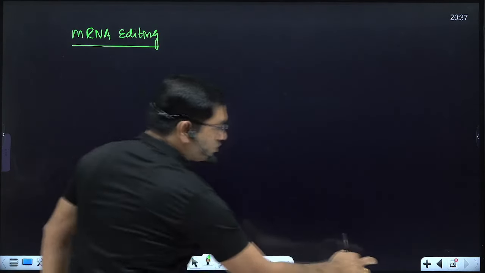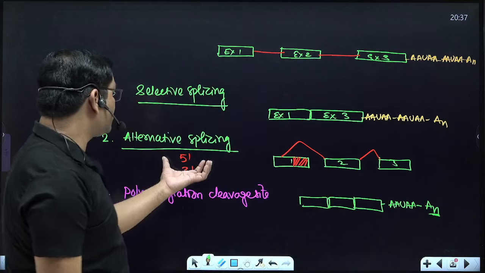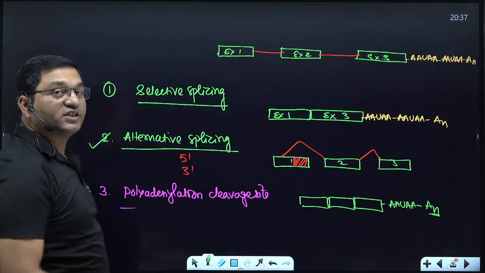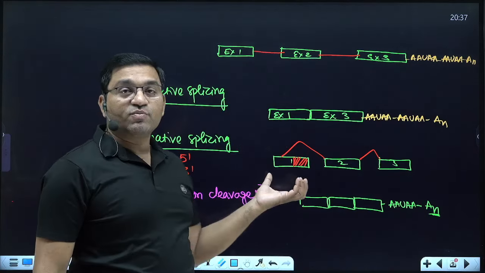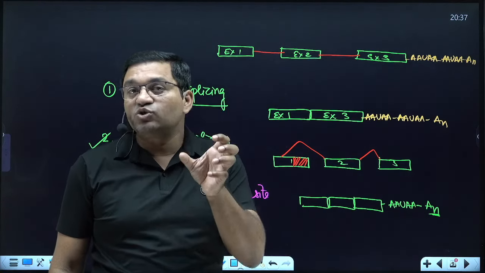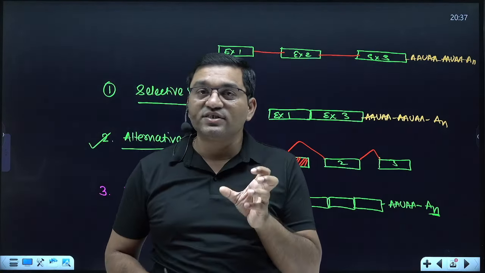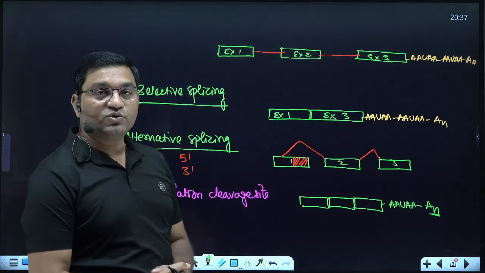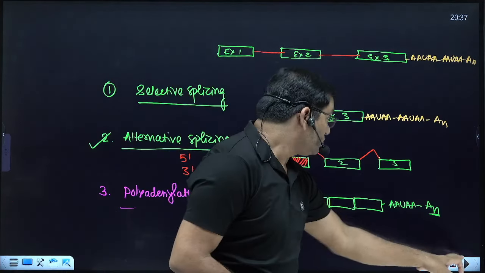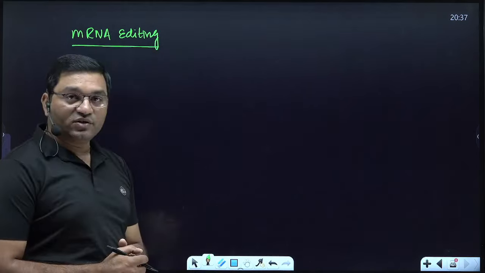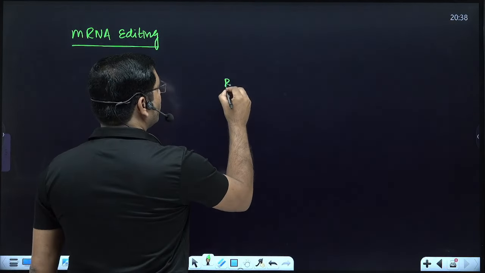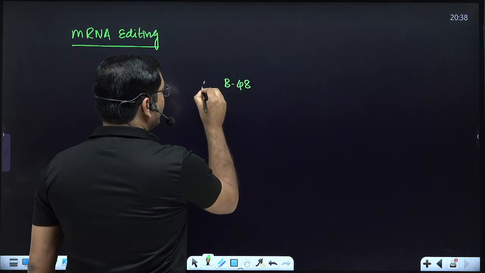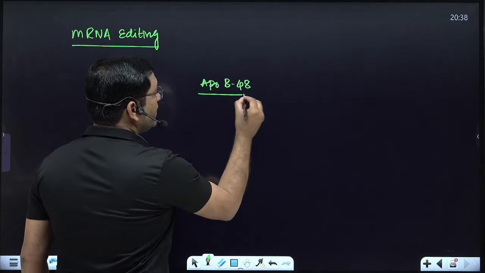So by this process, by this alternative splicing, different tissue-specific isoforms are produced. Different tissue-specific isoforms of different proteins are produced by this alternative splicing. Now, mRNA editing. All of you know the well-known example of ApoB48 and ApoB100.